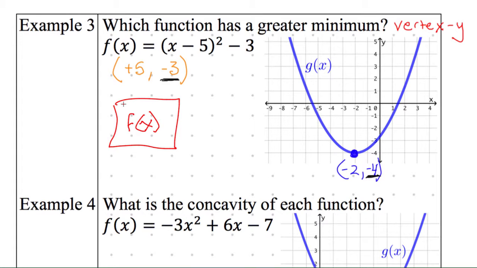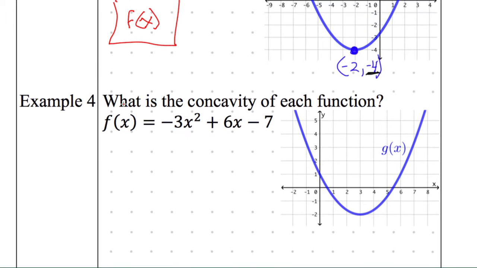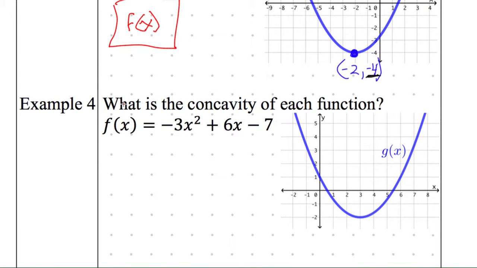Question? Oh, after this? Okay. All right, on to example 4, our final example. We are 75% of the way done. What is the concavity of each function? This was the easiest type of question I can ask you. You're just going to say up or down. So, either one, f of x or g of x.